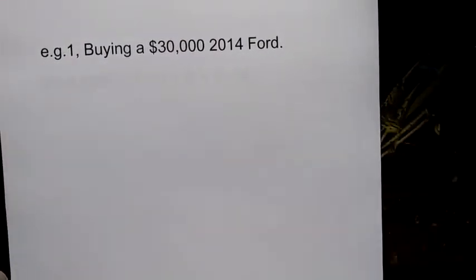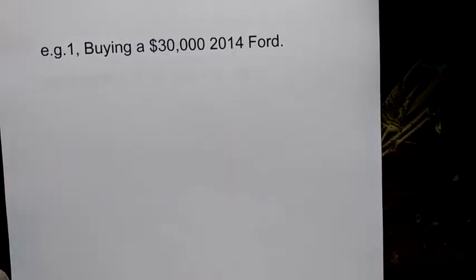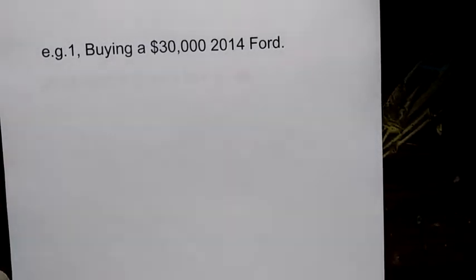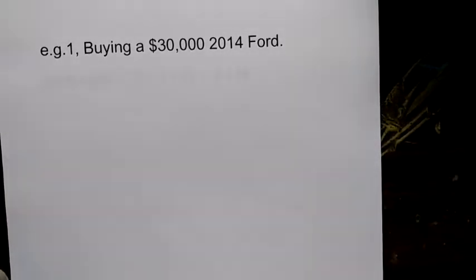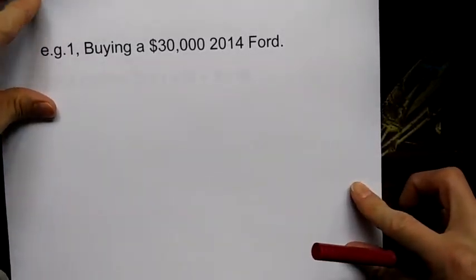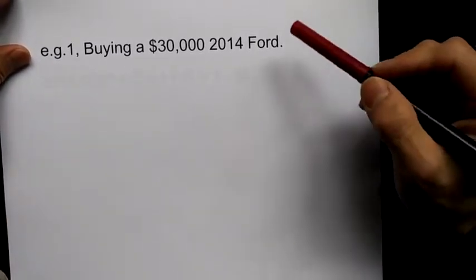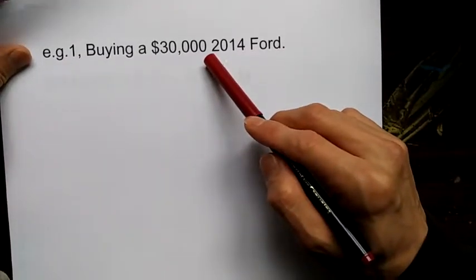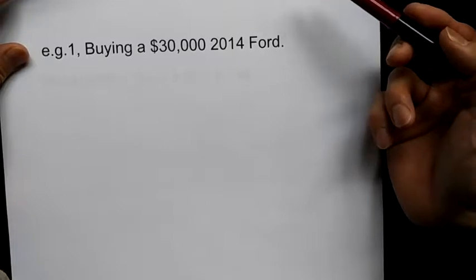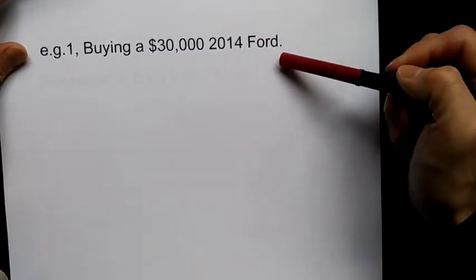To make sure you understand this, let's use an example. Say for example, today, 2018, you buy a $30,000 Ford F-150. But this Ford is produced in 2014. So you buy a brand new car, but it is an old model. Then, first question: is this $30,000 included in which country's nominal GDP? The answer is the United States, because it's Ford.